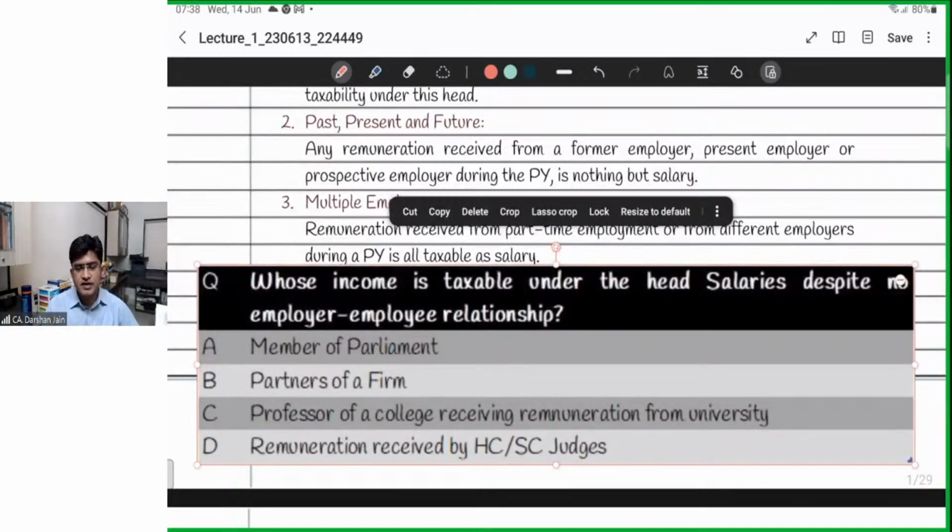Darshan is asking about dividend received from shares. Well, it would be taxed under income from other sources.